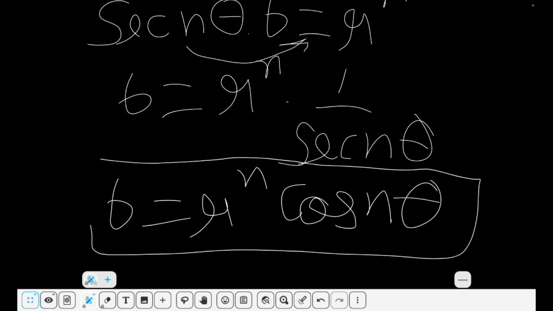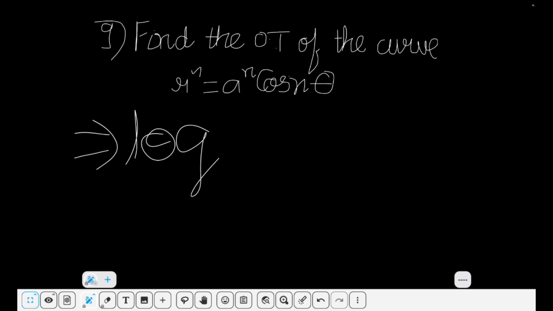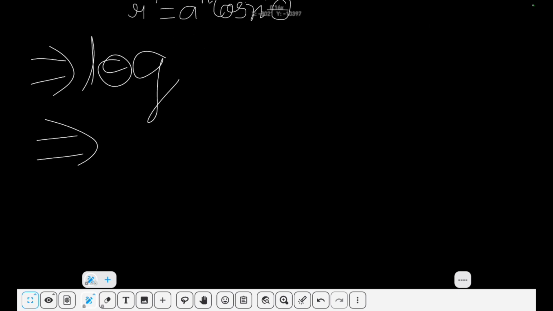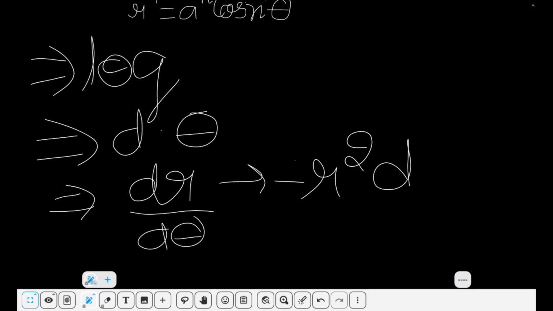This is the final answer. Next question is, find the orthogonal trajectory of the curve r power n equals a power n cos n theta. Same as the previous problem, no change. First step is applying log, second step is differentiating with respect to theta, third step is replacing dr by d theta by minus r square into d theta by dr. Same steps, no change.